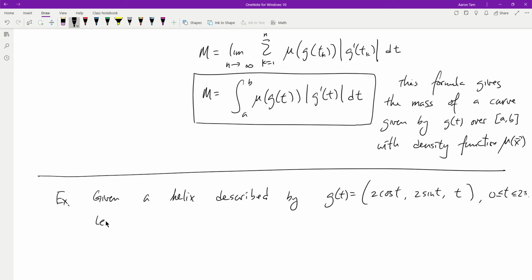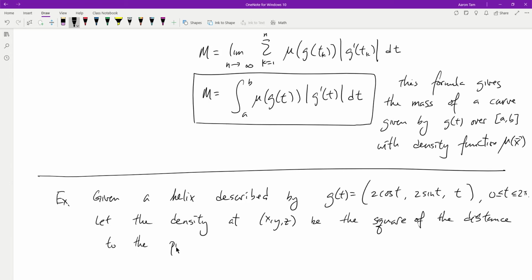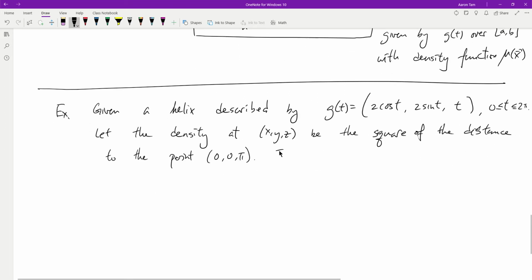Let's define the density. Let the density at x, y, z be the square of the distance to the point 0, 0, pi. And what we're going to do is try to find the mass of this helix.